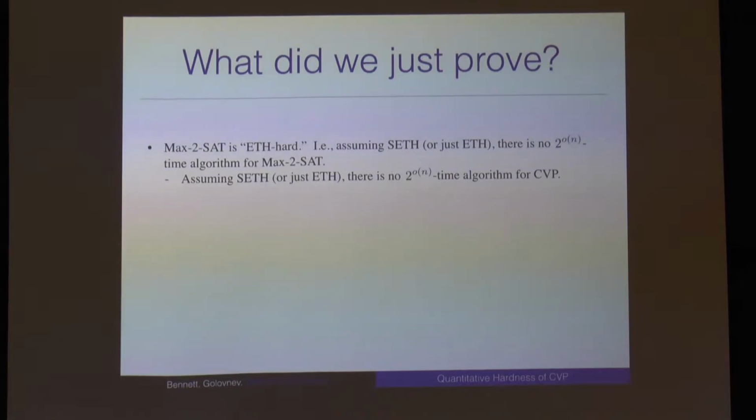In the L2 norm it doesn't matter, but in higher dimensional Lp norms, for p other than 2, there's a difference between the ambient dimension and the rank, right? So we've actually proven something non-trivial already. We've proven that there's no 2 to the o(n) time algorithm for CVP in any Lp norm, assuming SETH or even just ETH.